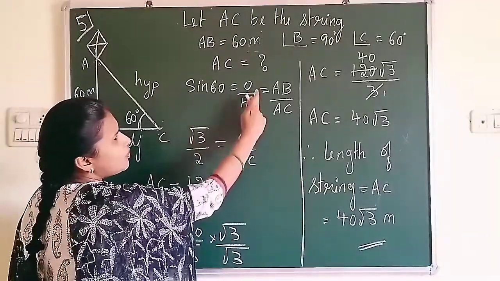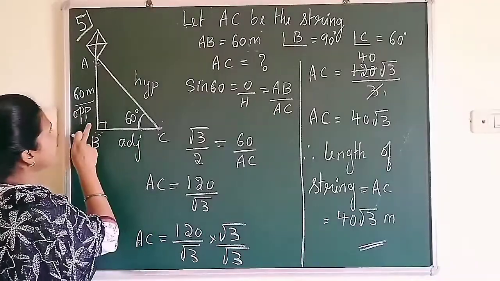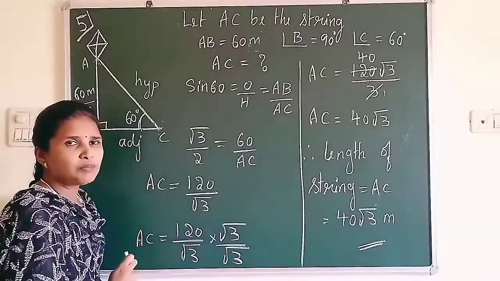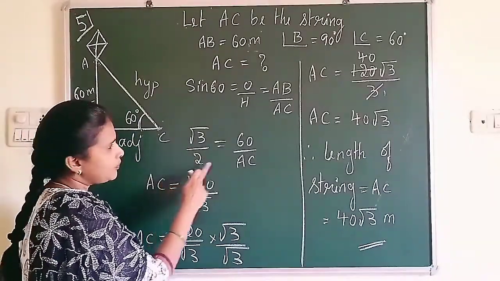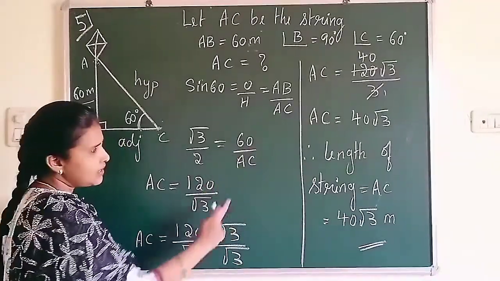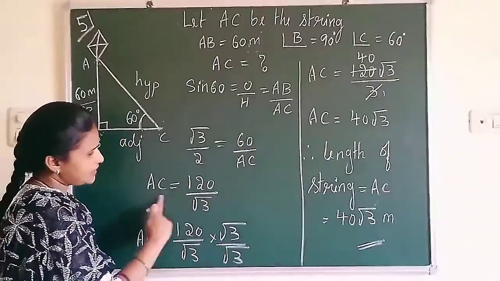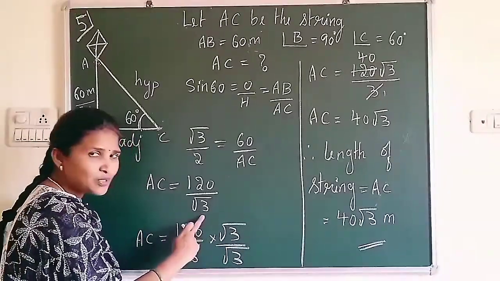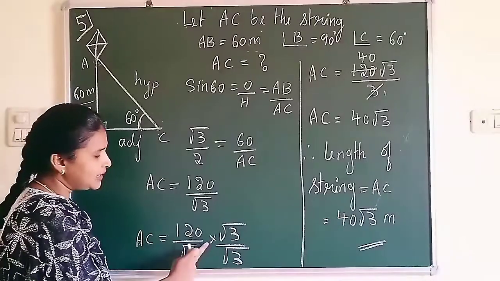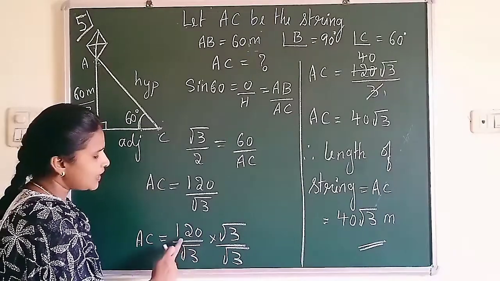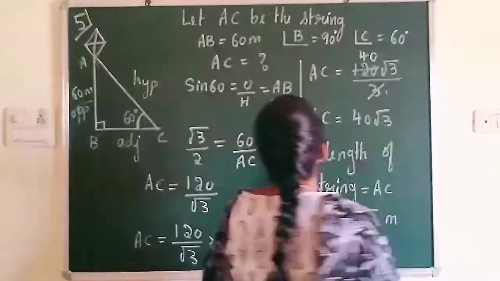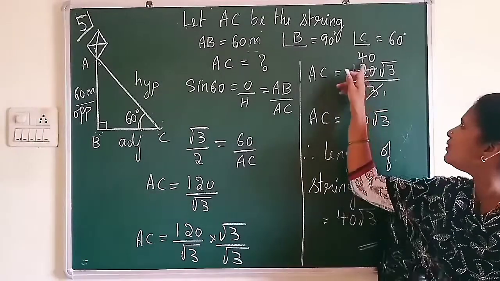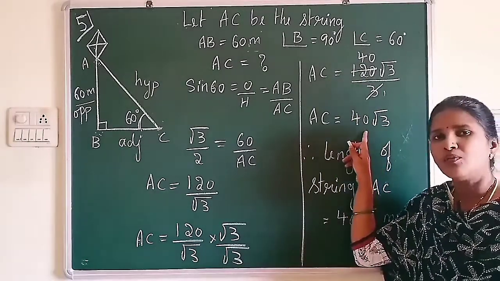Now sine 60 is what? Opposite by hypotenuse. Opposite is what? AB and hypotenuse is AC. So sine 60, as you know from the table, is root 3 by 2, equal to AB value 60 divided by AC. Cross multiply, so AC equals 120 by root 3. And always I said, whenever you have an irrational number in the denominator, try to rationalize. Multiply and divide by root 3. So we get 120 root 3 divided by root 3 into root 3, which is 3. So try to cancel. If we can cancel, 3 forties are 120. So AC is equal to 40 root 3.